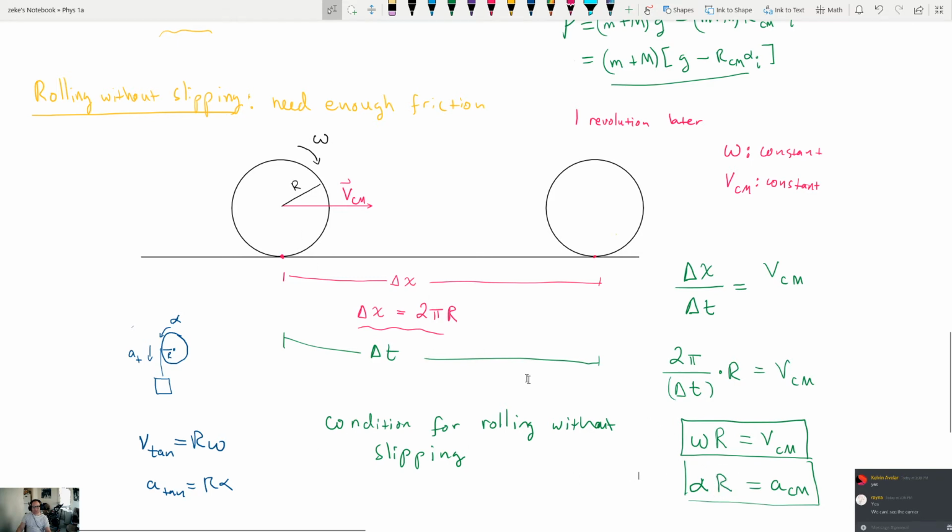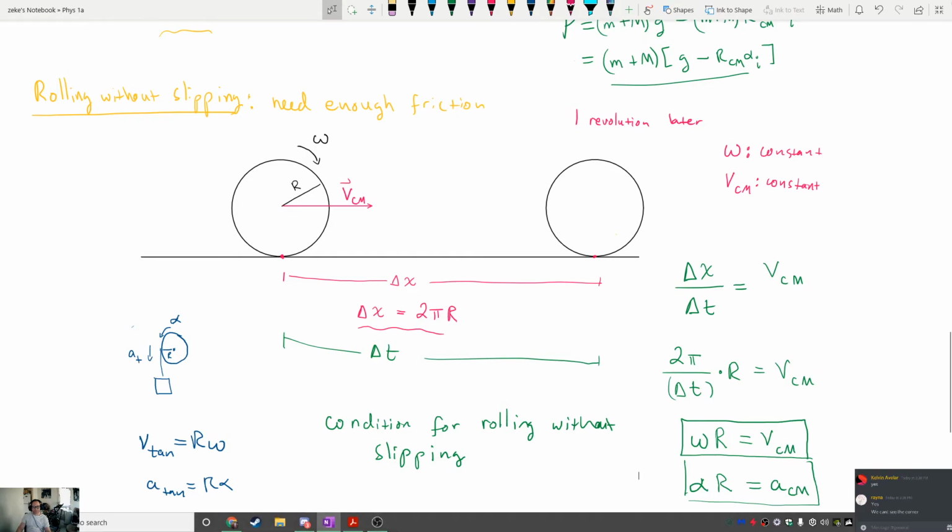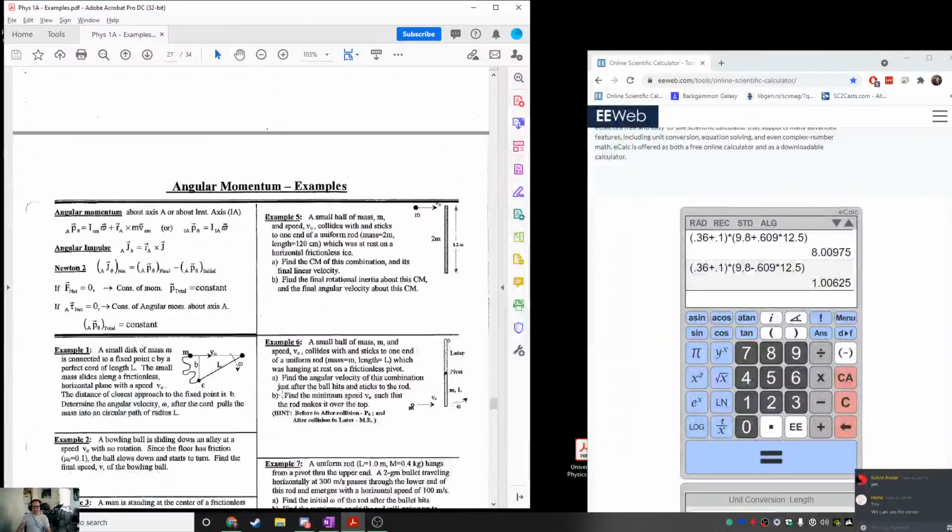Anyway, so these are the conditions for rolling without slipping, and you're going to have to use them in any problem where an object is both rolling and slipping. Okay? Do you have any questions?